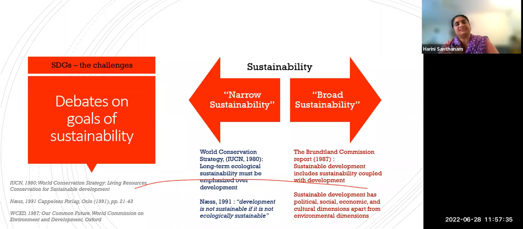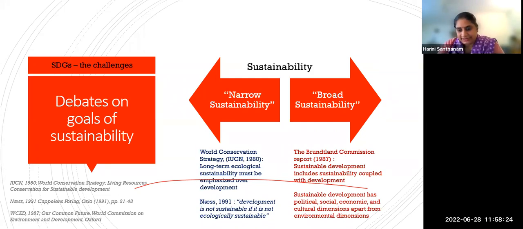Now, if we move on, there is another set of debate on the goals of sustainability itself. So is the sustainability that we see narrow or broad? Okay, so here we see that narrow sustainability has one definition and broad sustainability, on the other hand, has another definition. So narrow sustainability is something that signifies development is not sustainable if it is not ecologically sustainable. That is the core component. People define narrow sustainability when ecological sustainability is compromised in the pursuit of economic development, as you will call, or a broader human development, as we can suggest.